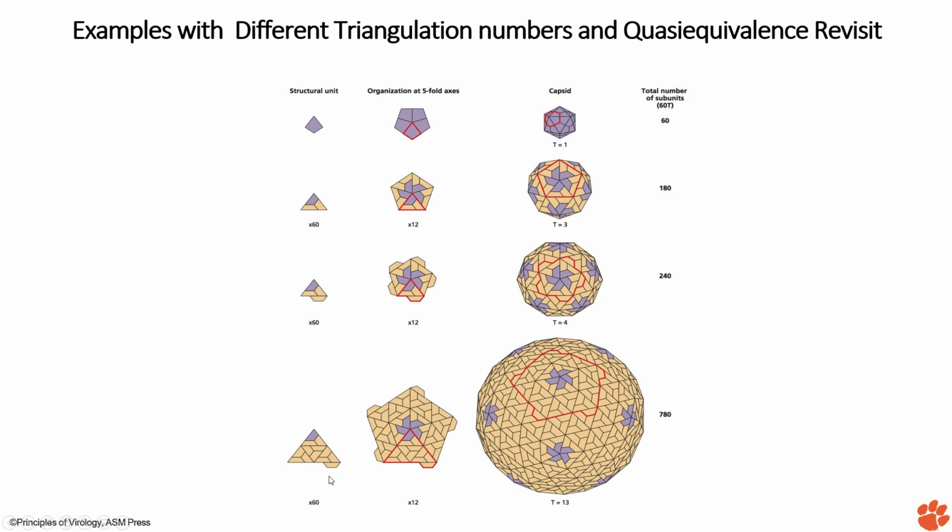Here, in T equal to 13, you have 1, 2, 3, 4, 5, 6, 7, 8, 9, 10, 11, 12, 13. So altogether 13 facets per triangular face. And this is how a pentamer will look. And 12 pentamers will basically build the structure. This is the total number of subunits, which is 60T. That's it. You just multiply 60 by the triangulation number, and you will get the number of subunits. So that's it.